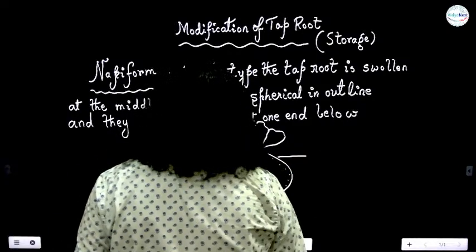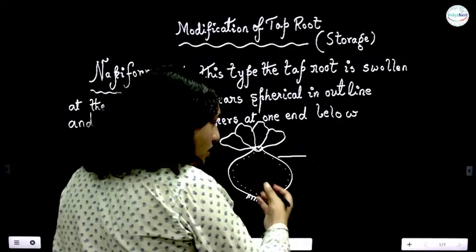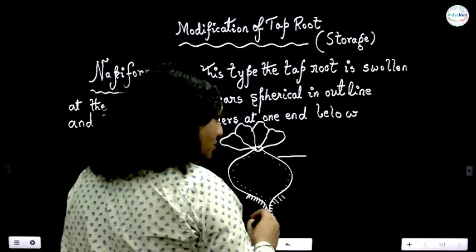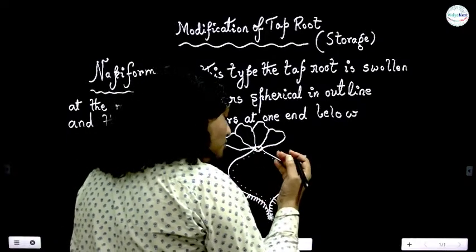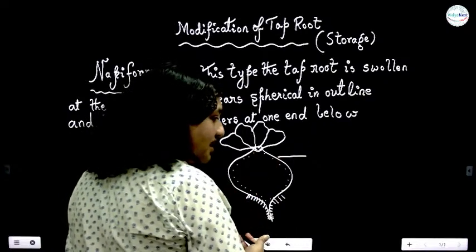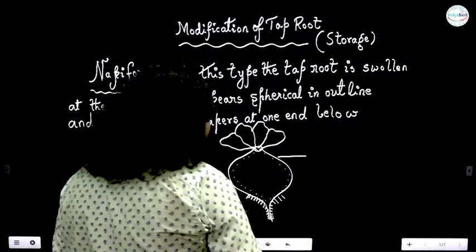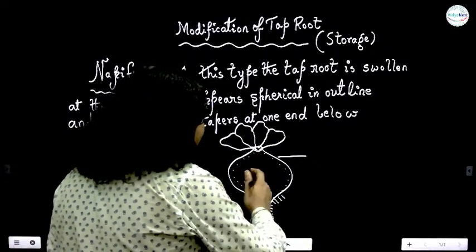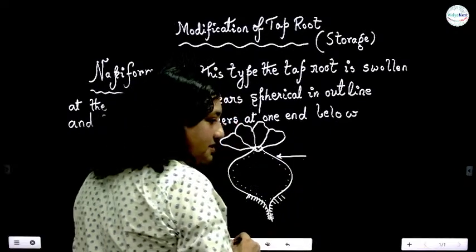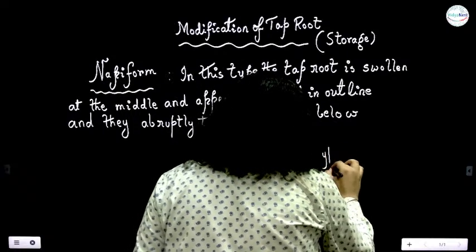This part represents the hypocotyl. We remember that when a seed germinates, the lower part, that means the portion below the nodal zone, which gives rise to the radicle, is known as hypocotyl. Since this type of root is also a taproot, and here we can see that the taproot is swollen, it appears in this manner. So the hypocotyl is going to be present at this region. This region marks the hypocotyl.